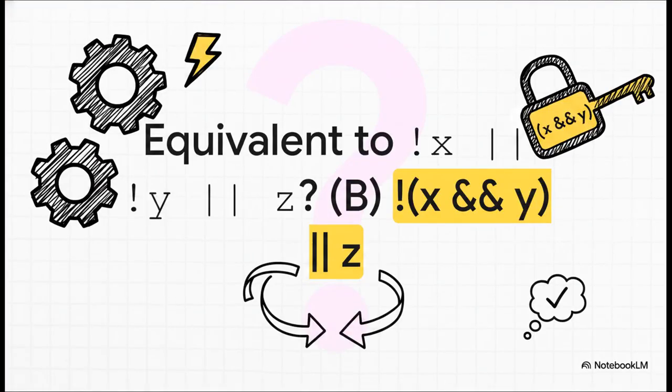Okay, to finish up, here's a real sample question. Let's see if we can crack it together. We're looking for an expression that's equivalent to this one. Now, just focus on that first part, not x or not y. Does that look familiar? It should. It's what you get after you've applied De Morgan's law. So let's try working backward. Let's unbreak the line and flip the sign back. So not x or not y becomes not (x and y). See that? And then we just tack on the or z at the end. And there you have it. The answer is B. This is a classic exam trick, making you use De Morgan's law in reverse.